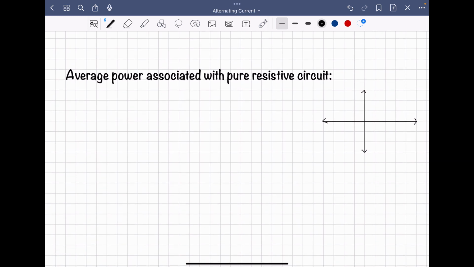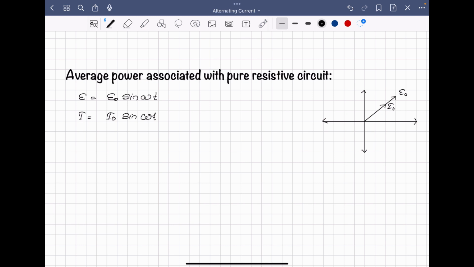We know in the phasor diagram, if we have voltage along this direction, E naught, then I naught is also in this direction. For an AC circuit containing a pure resistor, we have E equal to E naught sin omega t and I equal to I naught sin omega t, and there is no phase lag between E and I.